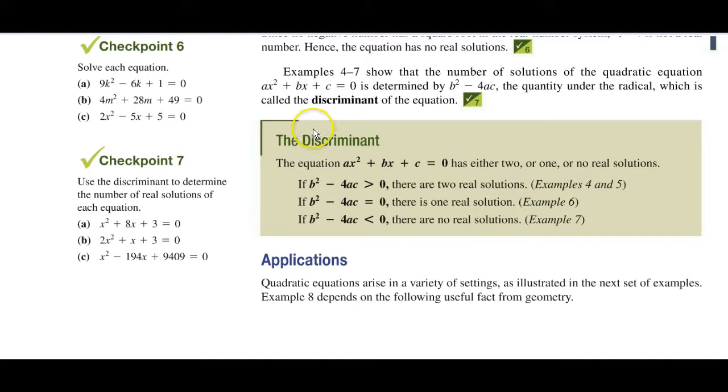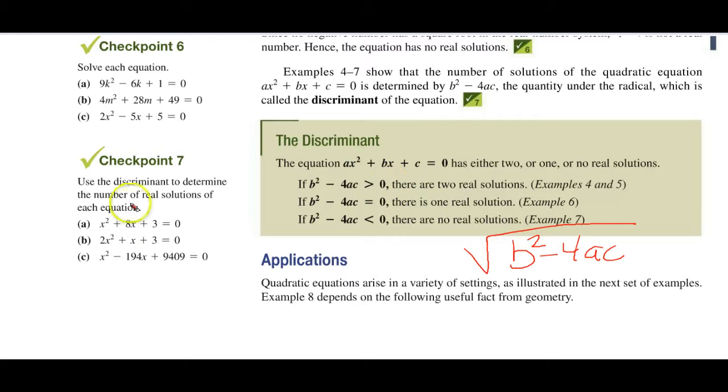We're talking about the discriminant. Now, the discriminant is something we find under the radical sign. Whatever this becomes tells us the kind and numbers of solutions that we'll get when we use the quadratic formula.